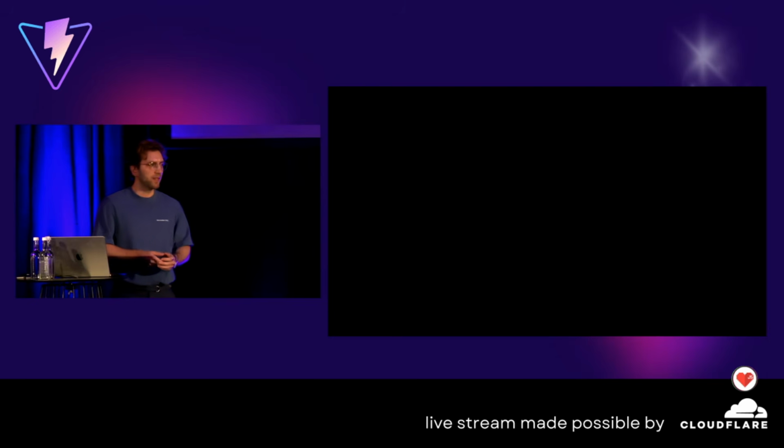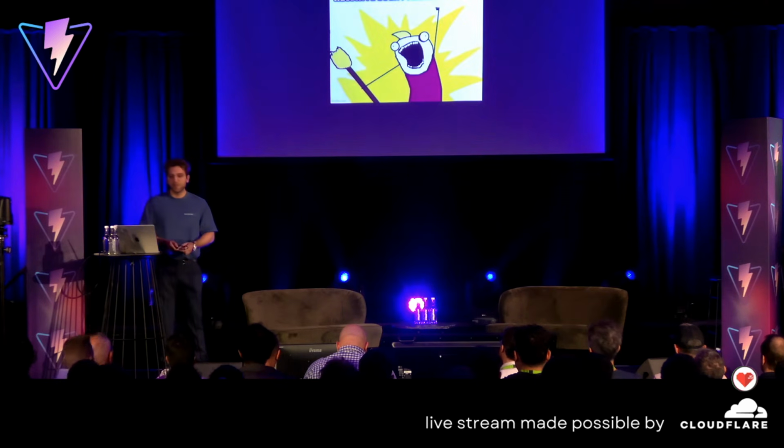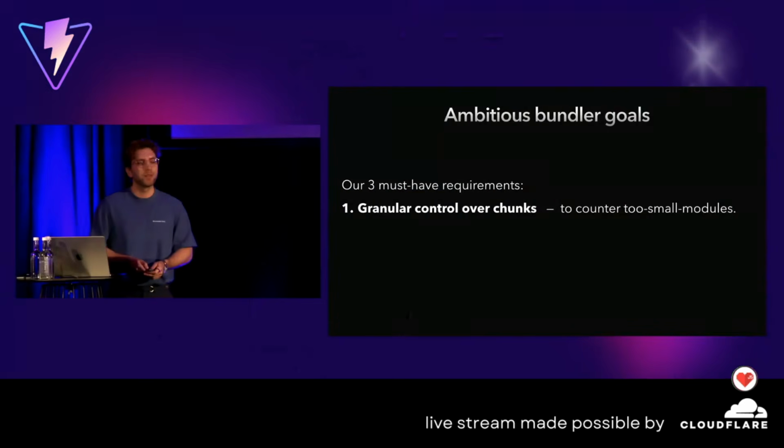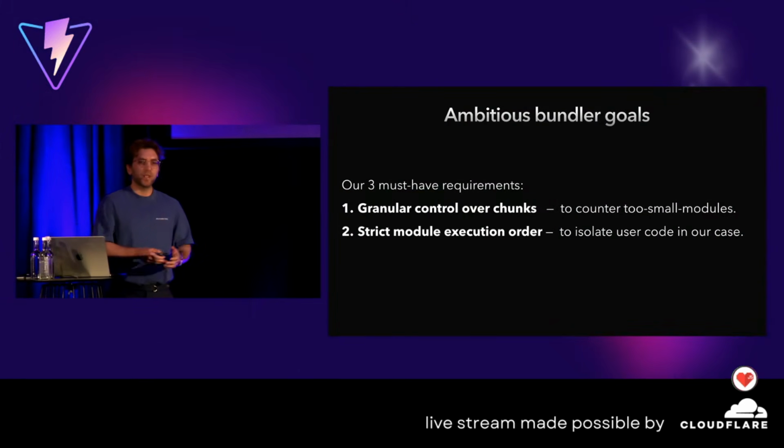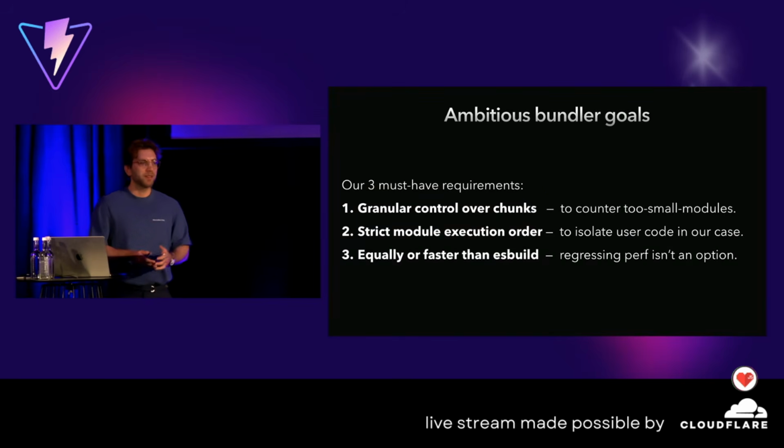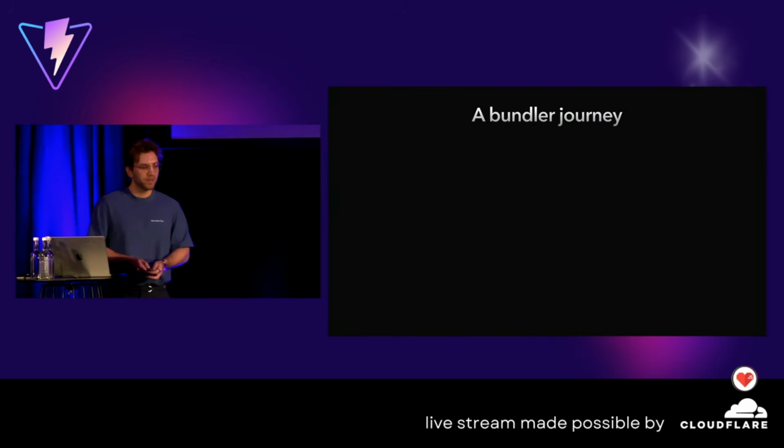Okay, so now we said, we want to keep bundling, right? As a great 10x engineer, like Alex said, there's only one option left: rewrite in Rust. And we had ambitious bundler goals for this. We wanted granular control over chunks. We want to remove those too-small chunks, and we want better control, because esbuild doesn't give us the control. We want strict module execution order, as mentioned, and we want it to be equal or faster than esbuild, which is quite a challenge.